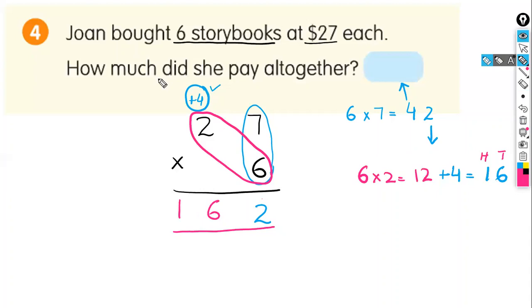Why? Because we have to tell how much did she pay altogether. So it means that it is about money. We can't just write out the figure here, that 162. We must put a sign of dollars, that she has to pay $162.